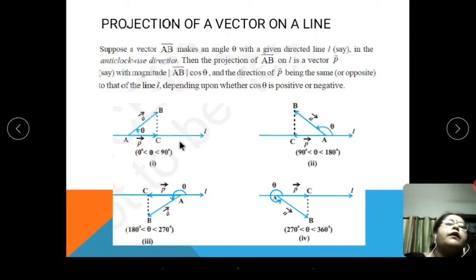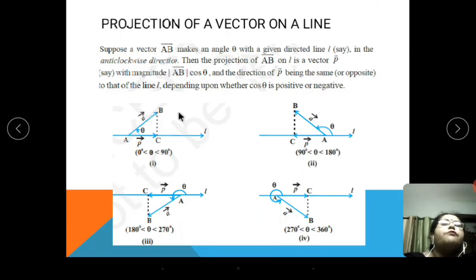And what is this projection? What is the length AC? If we apply our knowledge of trigonometry, this is a right angle triangle, this is the base and this is the hypotenuse. So therefore AC is of course mod AB or mod A cos theta. So this is your projection of the vector A on the line L.